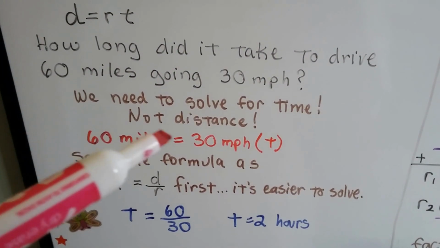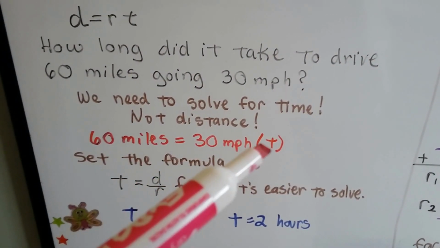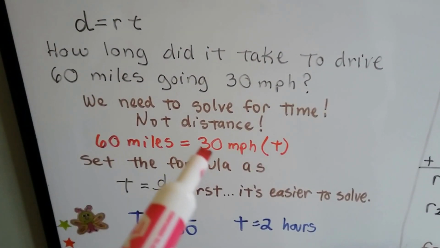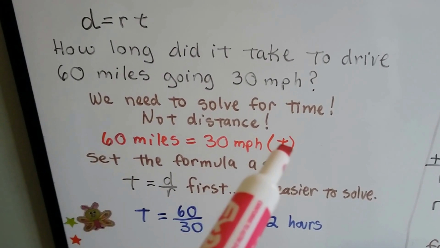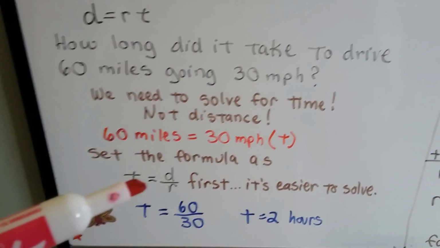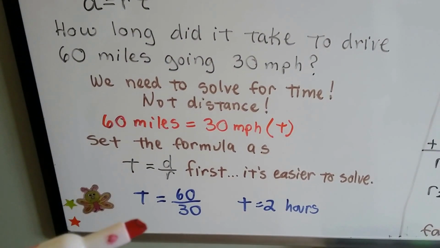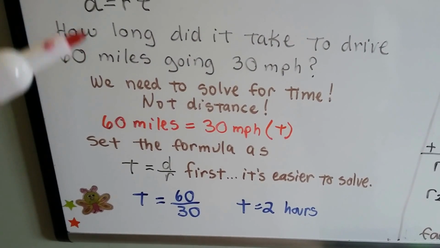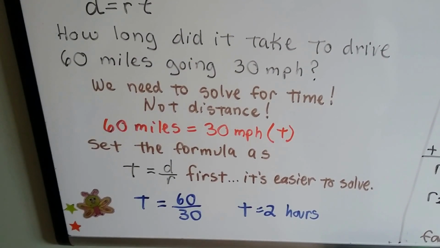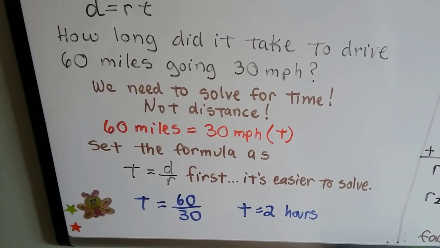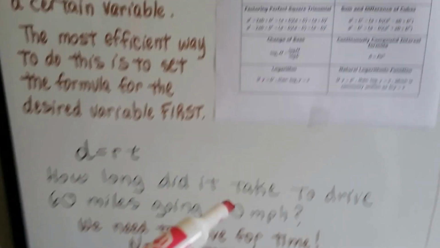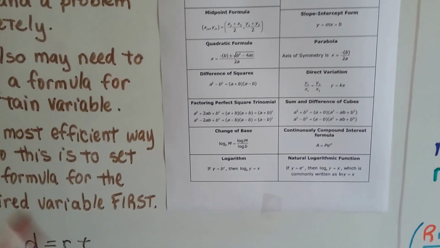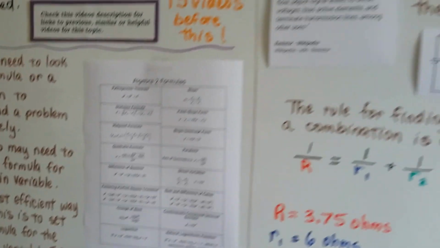We need to do 60 miles equals 30 miles per hour times the time if we do it this way. And we could divide both sides by the 30 and then get our answer. But if we set the formula to equal t first, then we can just do the 60 divided by 30 and get the 2. So you can still solve it the other way, but it might be a lot tougher, especially when the formula is very, very involved, okay? Because if you look, some of these formulas have a lot of variables in them, so it might just be easier to set it to equal the one you're looking for, okay?